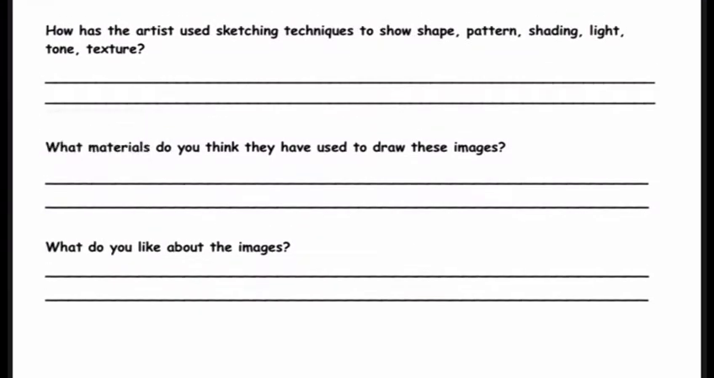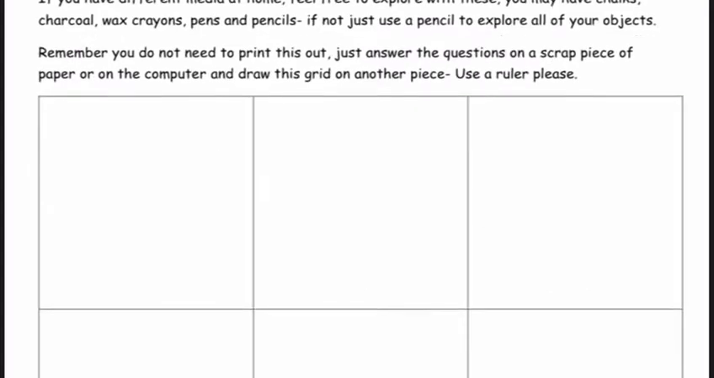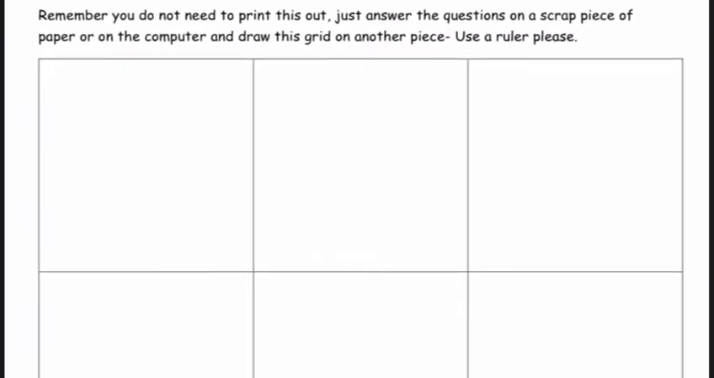Next up, you'll need to go on a hunt around your house or garden to find a variety of objects with different textures. You might find things like teddy bears, pine cones, feathers, maybe marbles, fluffy cushions, anything that's got different texture. You'll now need to split a piece of paper into 6. If you wish to do more, then that's absolutely fine, but 6 is more than enough. And here you'll observe your objects closely and try to replicate the object's textures on your paper using pencil. This is the opportunity, if you have got other media such as chalk, charcoal, crayons, pens, then you may wish to explore these as well.